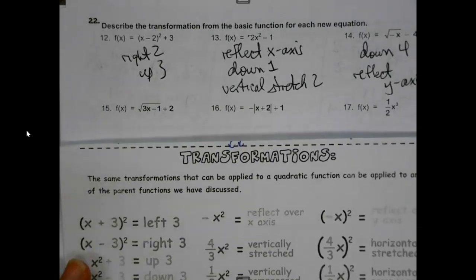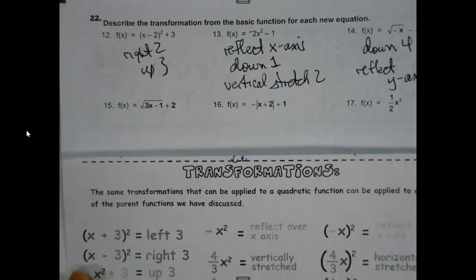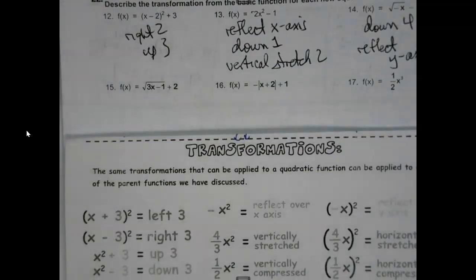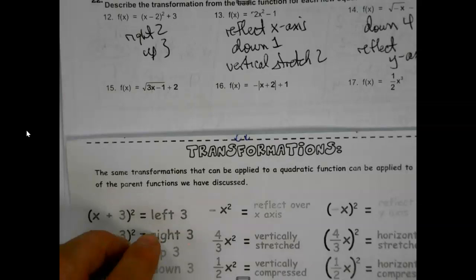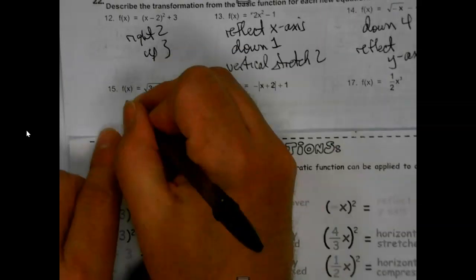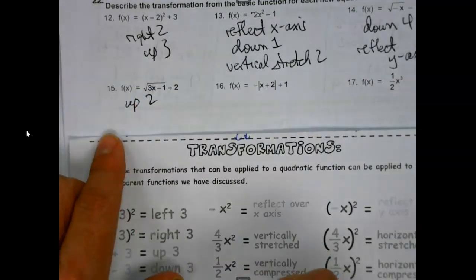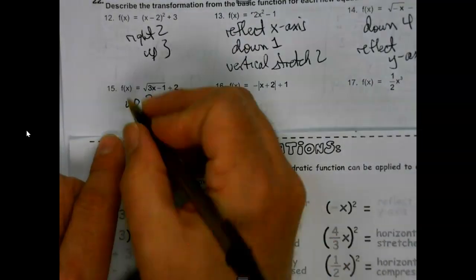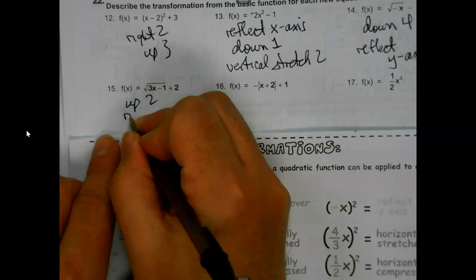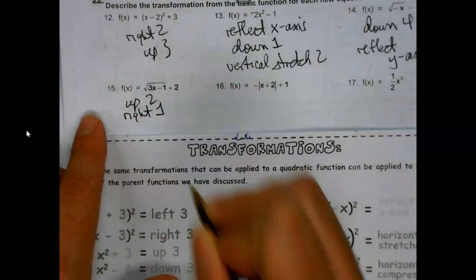So with that in mind, what are our 3 on number 15? No reflecting, no negative. Okay, up 2, right 1. Okay, now what's the 3 do? Close.